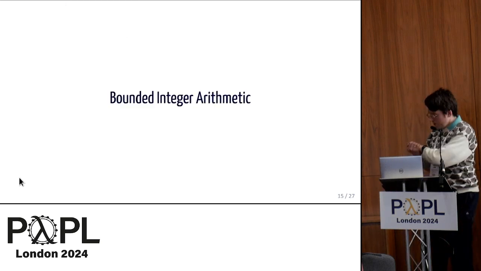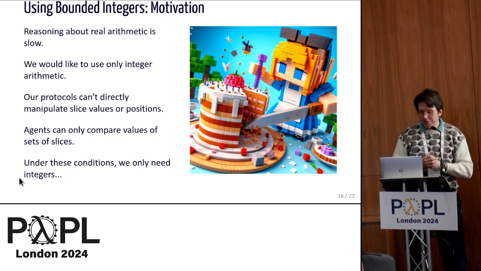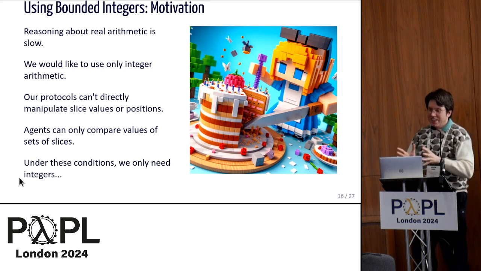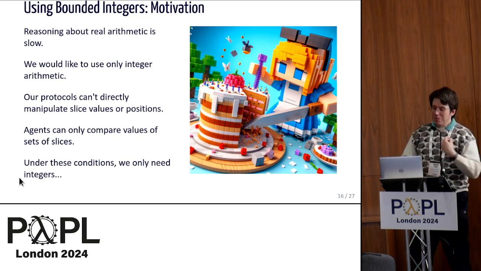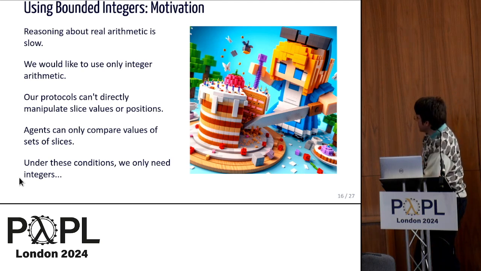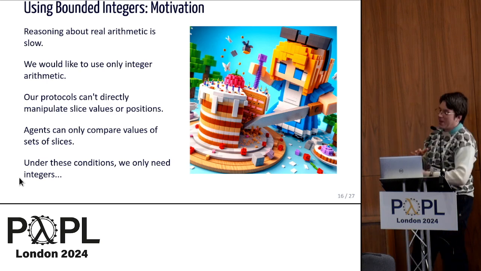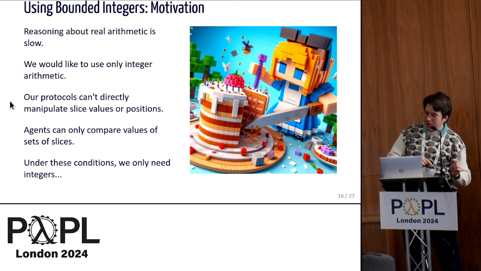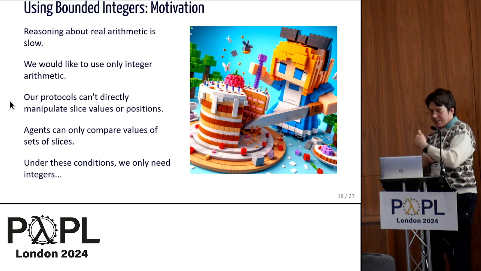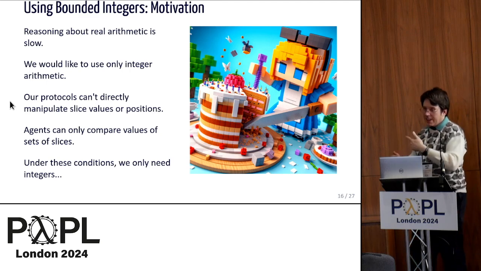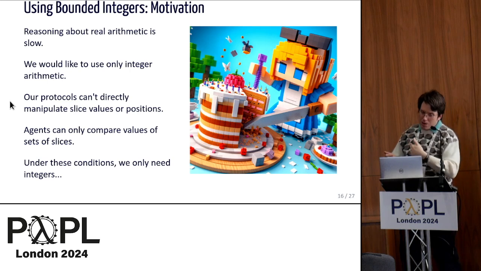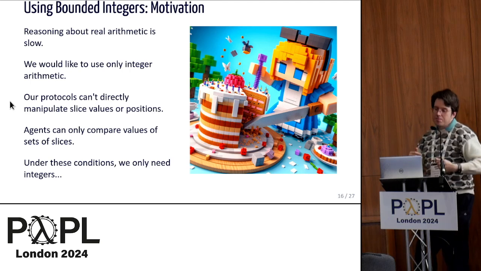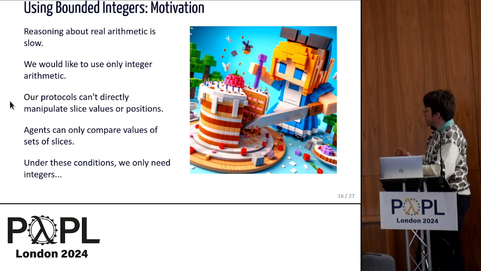Right, so the key idea in terms of getting the verification to work is that we have to use bounded integers to make things discrete. So I said earlier, real arithmetic is slow to reason about. We want to use integer arithmetic. And there are a couple of decisions that we've made in the design that make this possible. In particular, the protocols can't directly manipulate the values of slices or the positions of the slices on the cake. So they can't do integer or real arithmetic with positions or weights of slices. What they can do is cut them so they're equal value and compare the values of sets of slices.